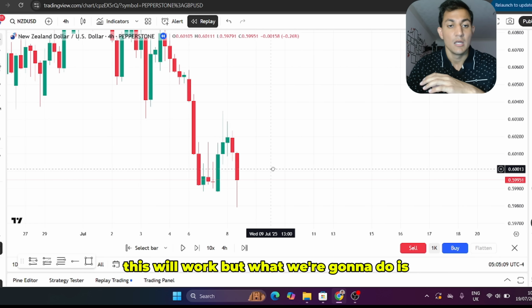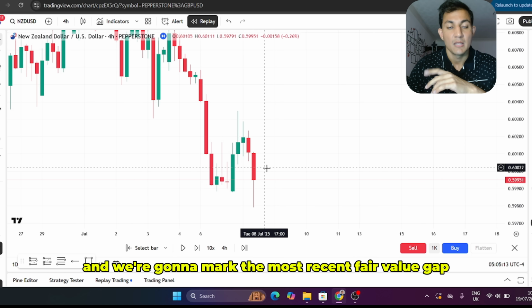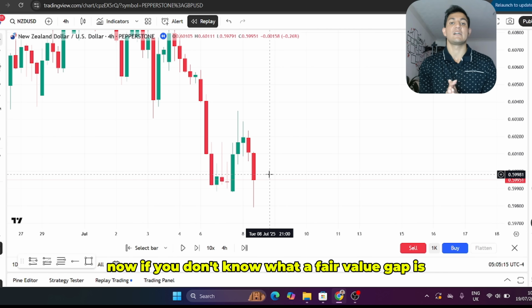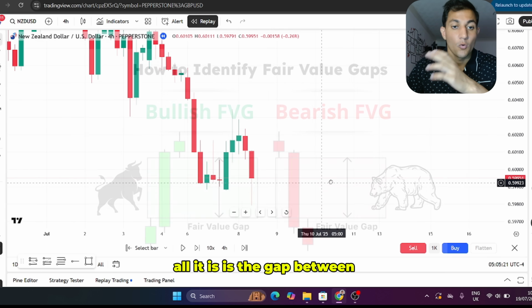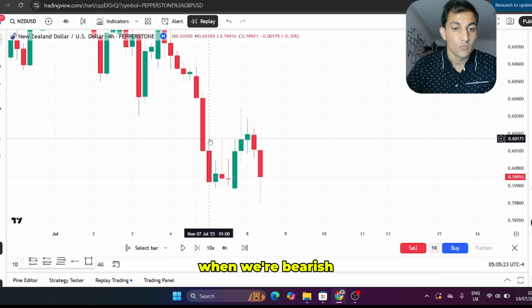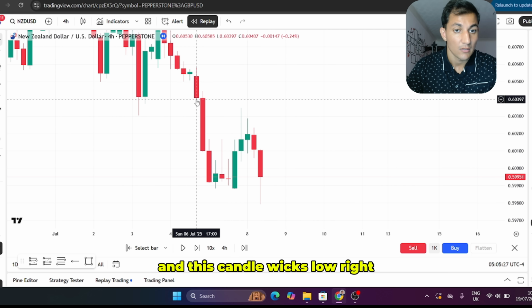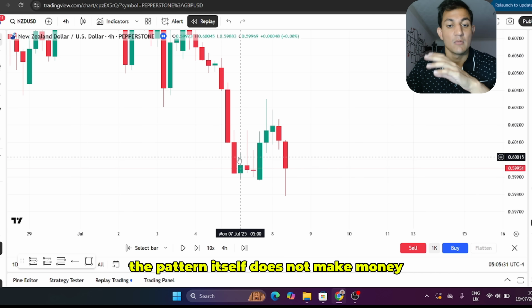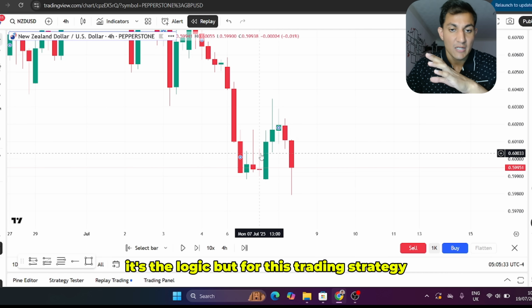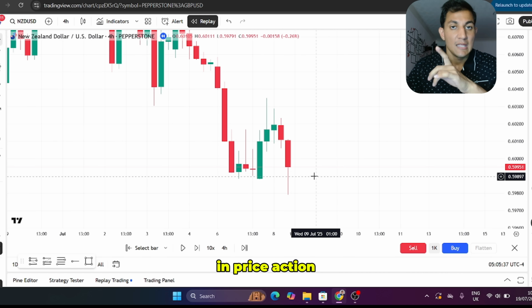But what we're going to do is get onto the 4-hour chart and mark the most recent fair value gap in price action. Now, if you don't know what a fair value gap is, go look at this picture on screen now, which explains what it is. It's a very simple entry pattern. All it is is the gap between, when we're bearish, this candle's wick high and this candle's wick low. That's all it is. It's a simple pattern. The pattern itself does not make money, it's the logic. But for this trading strategy, we're going to mark out the most recent fair value gap in price action.